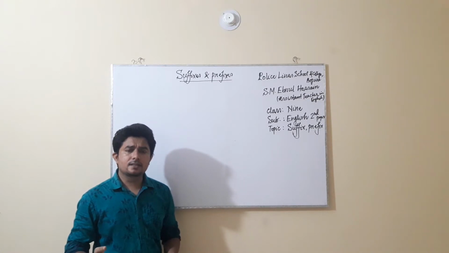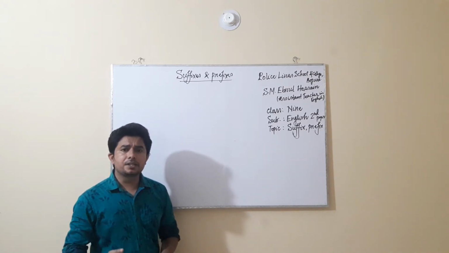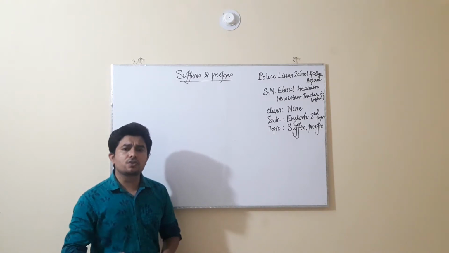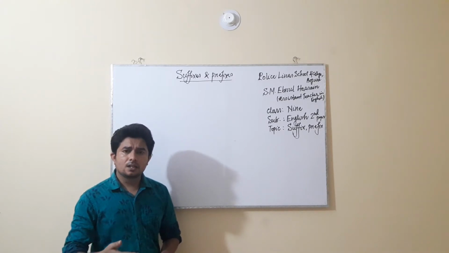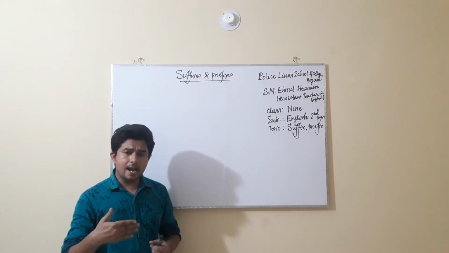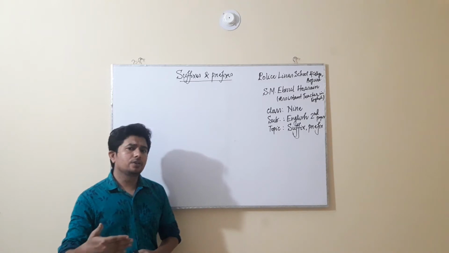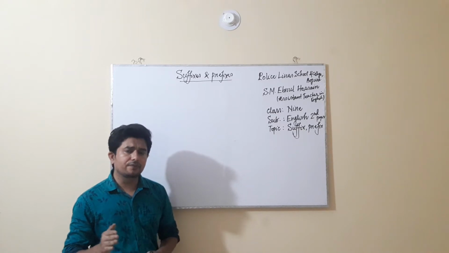At first, what are suffixes? Suffixes are a group of letters which are added to the end of the base word or the root word. And prefixes are a group of letters which are added to the front of the base word or root word. This is the definition of suffixes and prefixes.